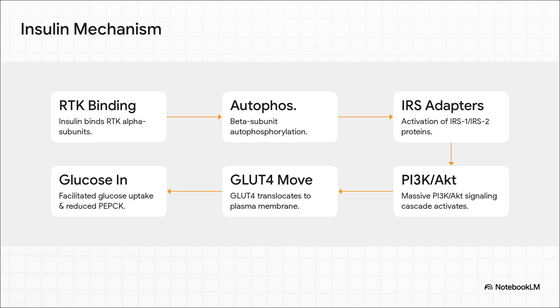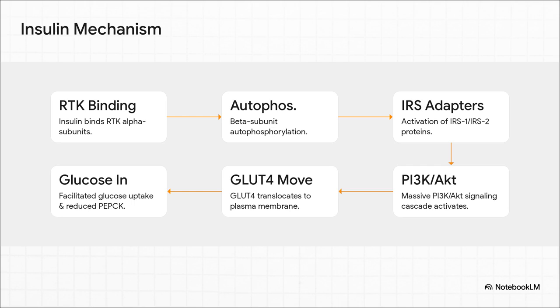Keep in mind, this cannot be given orally because these peptides would just degrade in the GI tract. At the cellular level, step 1, insulin binds to the alpha subunits of a receptor tyrosine kinase, or RTK. Step 2, this binding triggers the beta subunits to undergo autophosphorylation. Step 3, that phosphorylation activates the IRS1 and IRS2 adapter proteins.